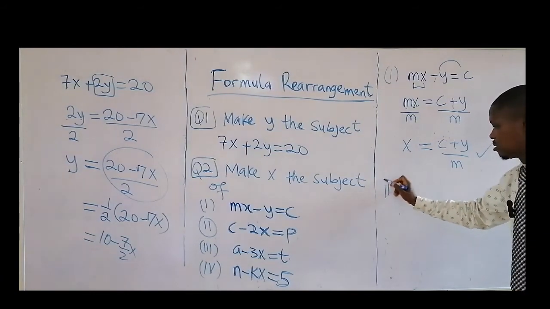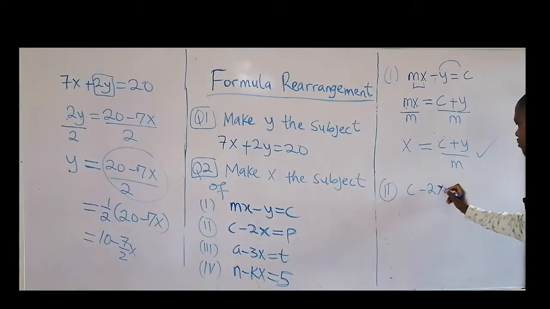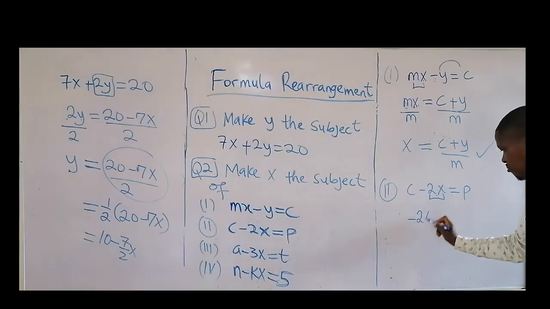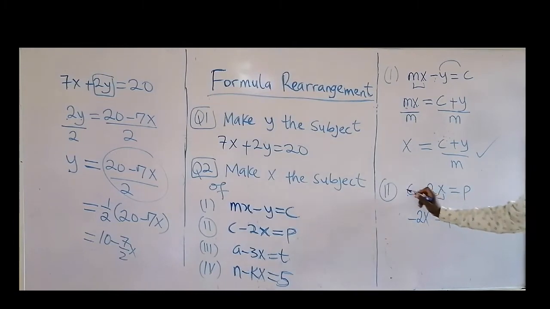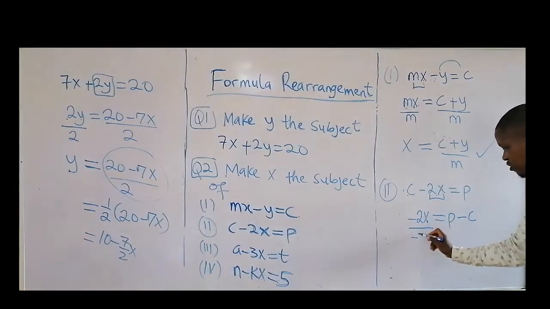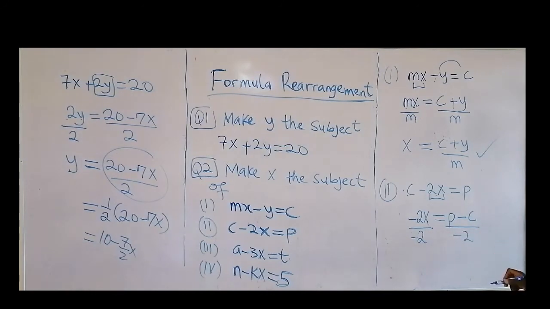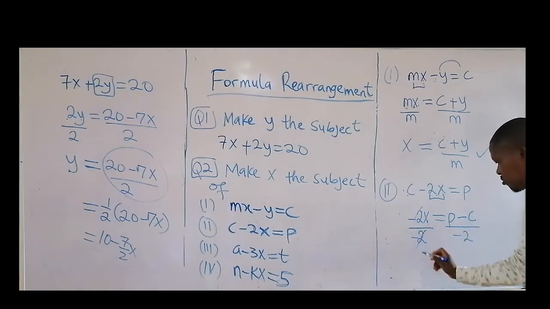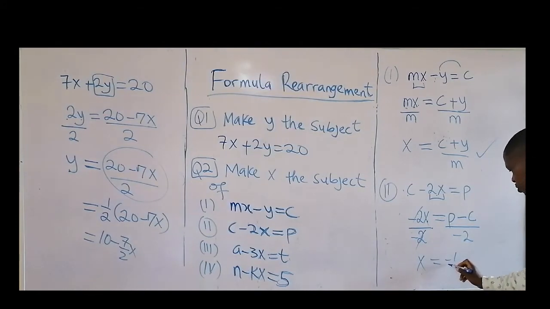The second one, we have this. Do the same thing also. What you have here is the only place you have x. Leave it in that place and move this c to the other side. That will be equal to p. This is plus c; when you move to the other side, it becomes negative c. Then the next thing to do is to divide both sides by the attachment to that x, which is minus 2. The minus 2 cancels, and I have x equal to minus 1 over 2 into bracket of p minus c.